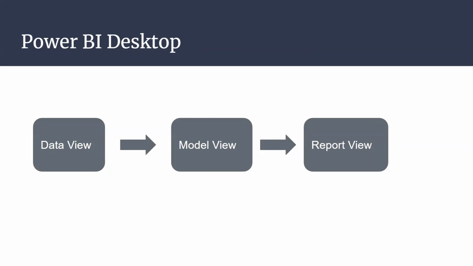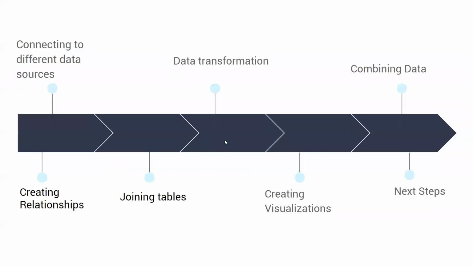We have the part that deals with the data. We have the part where the model is just where you create relationships between the different tables in your data, and the report view is where you create the visualizations. Okay, so this is basically what we're going to look at today. All of this, connecting to different data sources, cleaning and transforming our data. If time permits, we'll see how to join the data, create relationships, tables, and visualizations.